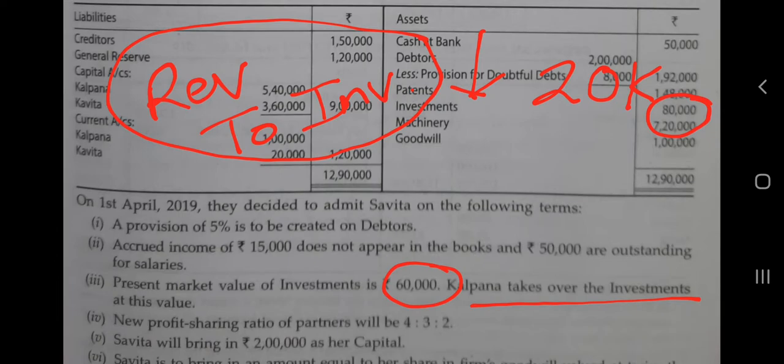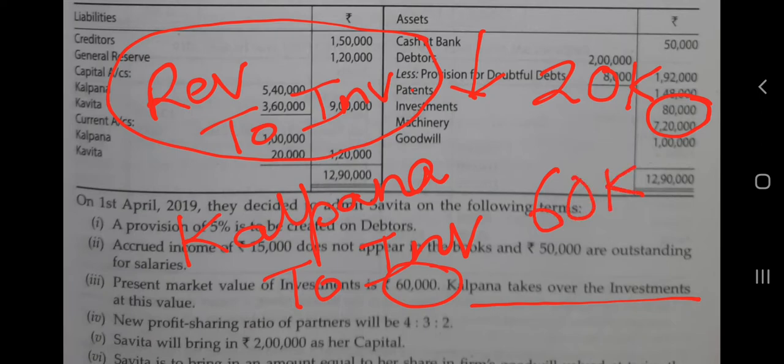And afterwards, you have to give these investments to Kalpana. So the entry will be Kalpana's current account debit, because all adjustments will be done through current account right now. So Kalpana's current account debit to investments. First of all, we have reduced the value of investments by 20, and now we are reducing investments by 60. So investments will be fully reduced from the balance sheet. When we make Kalpana's account, we will write it on the debit side to investments in Kalpana's column.